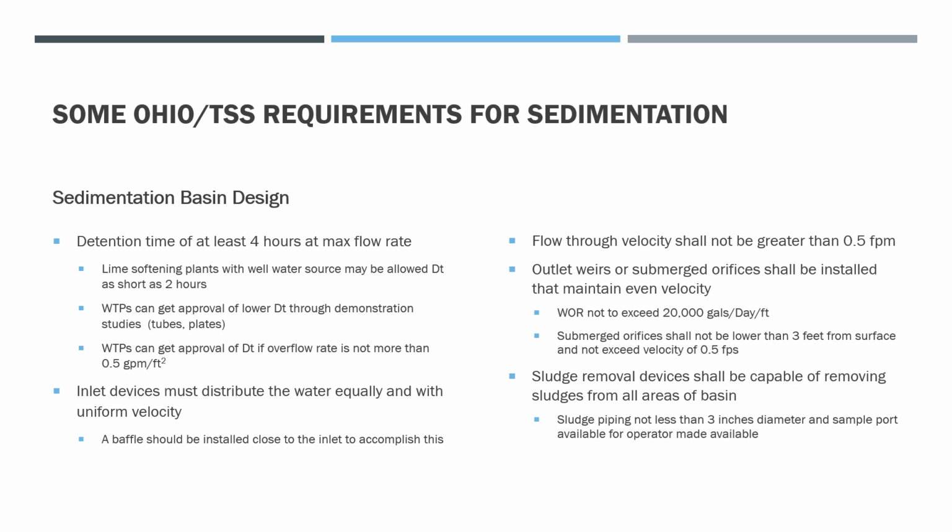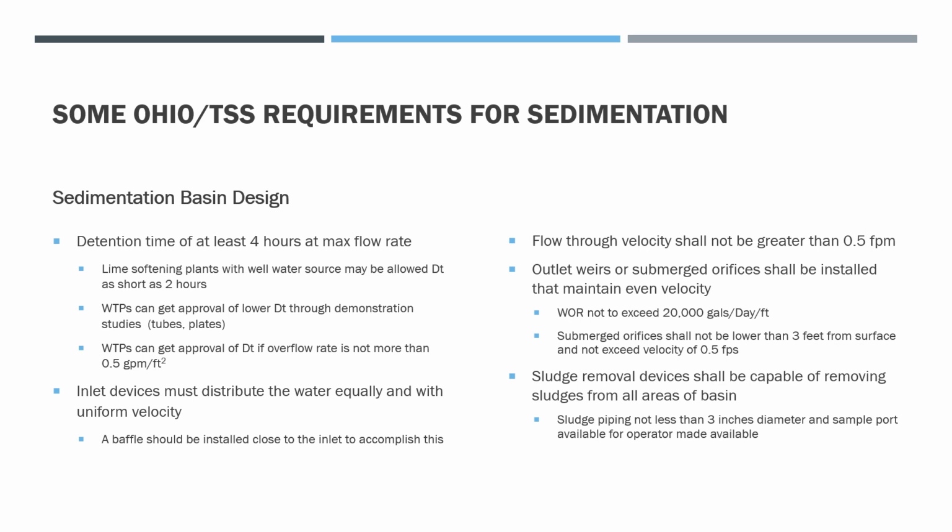Inlet devices of basins have to distribute water equally with uniform velocity. So typically the newer basins that you see coming out, rectangular basins, are going to have a baffle wall, which is going to be so close to the inlet of the basin itself to accomplish this. The flow through velocity shall not be greater than 0.5 feet per minute. We'll see when we go through the Aquarius plant today, the calculations are going to show us a value of 0.75 feet per minute, a little bit faster than what they would allow today, so we can see that got grandfathered in.